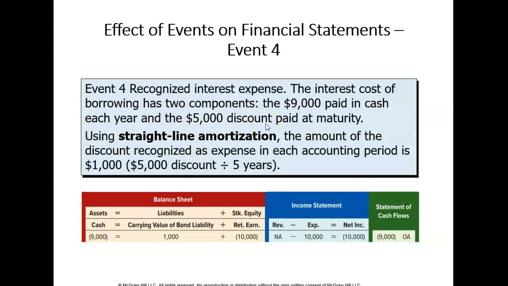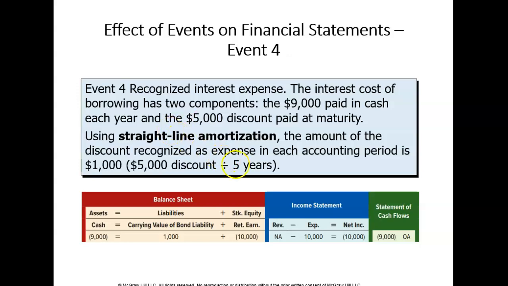So remember again, the bond has a face value of $100,000, but it was sold for $95,000. And that's because the bond's stated rate of interest was less than the current market rate of interest. That $5,000 has to be amortized or reduced over the life of the bond.